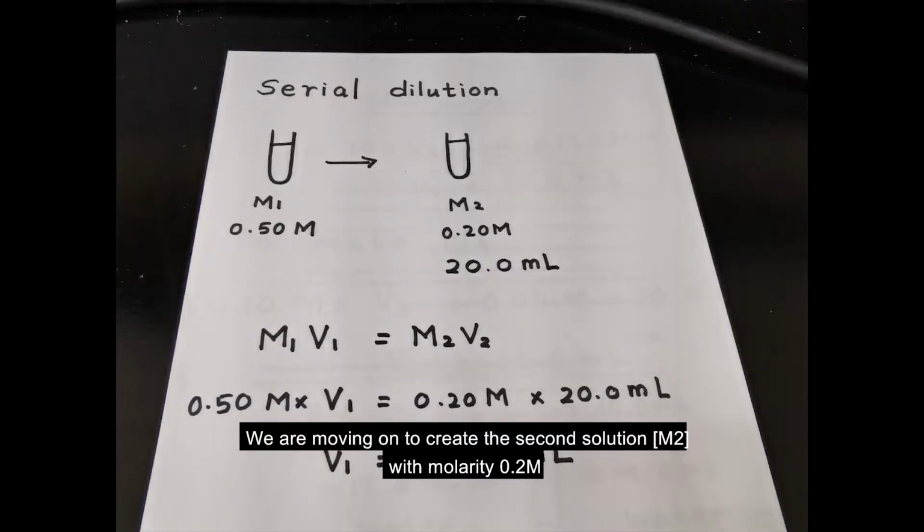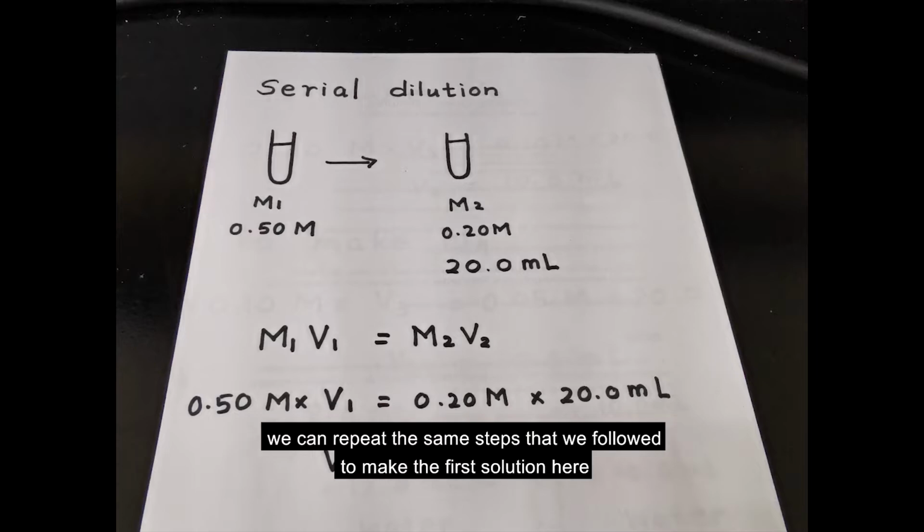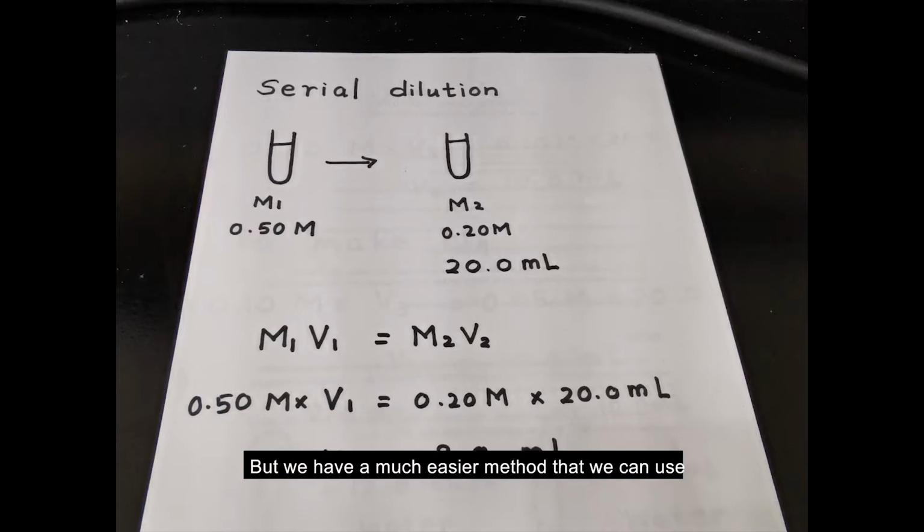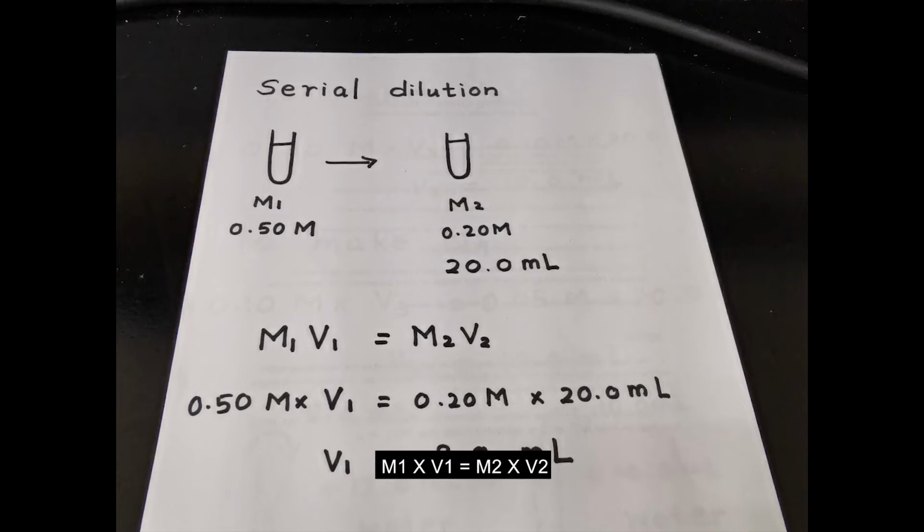We are moving on to create the second solution with molarity 0.2. We can repeat the same steps that we followed to make the first solution here, but we have a much easier method that we can use. This is called serial dilution. In this, we use this equation: M1 into V1 equals M2 into V2. This is called the dilution equation.